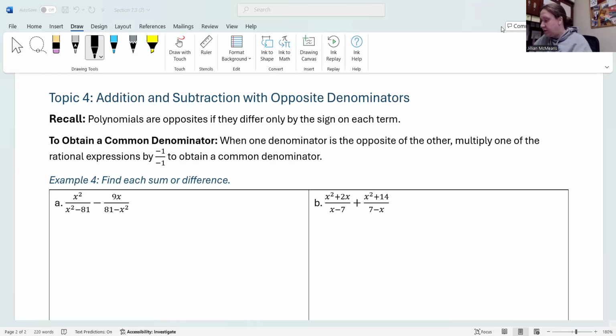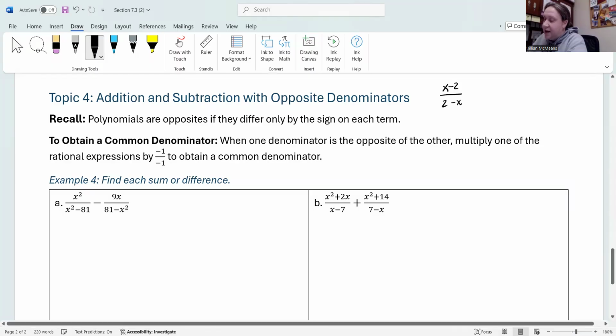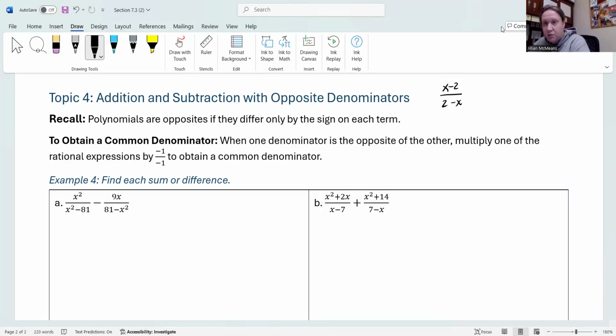So topic 4 is something I promised you in a previous worksheet that I would cover. In the first worksheet for this chapter, we talked about simplifying rational expressions where you had opposite factors. The example I think we looked at was x minus 2 over 2 minus x. You want to simplify because you see x's and you see 2's, and you're like, these are almost exactly the same, but they're just not quite it.